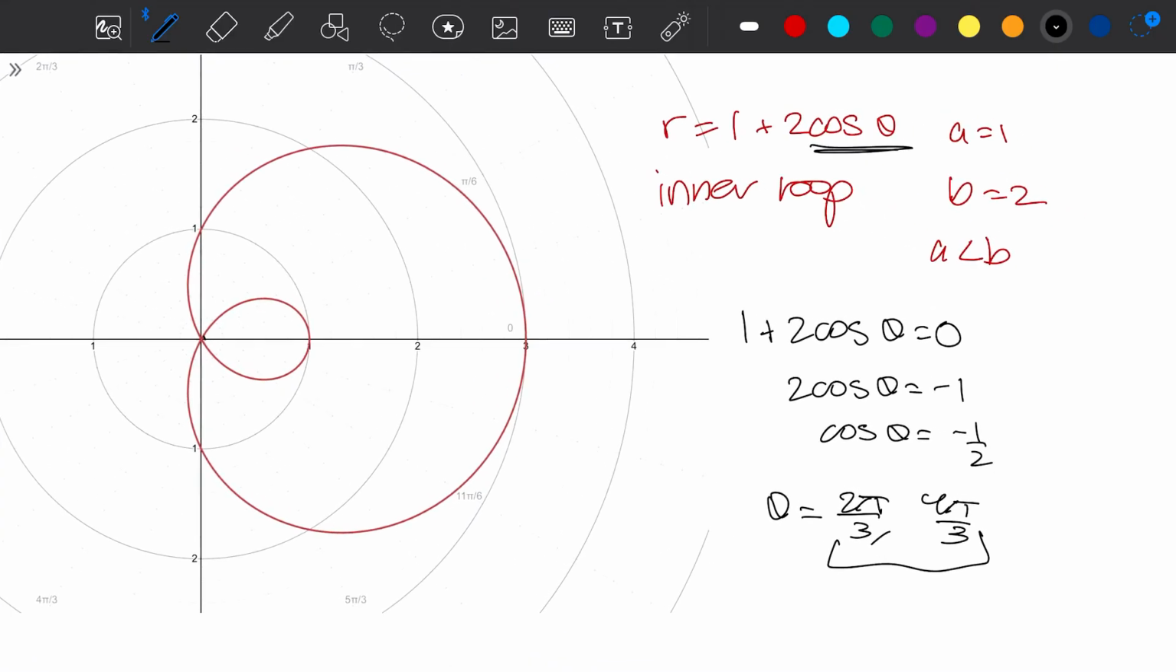So 2 pi over 3, I'm not sure if you can see it, but that's 2 pi over 3. And then that's 4 pi over 3. So that loop is basically saying that from 2 pi over 3 to 4 pi over 3, that's the area.